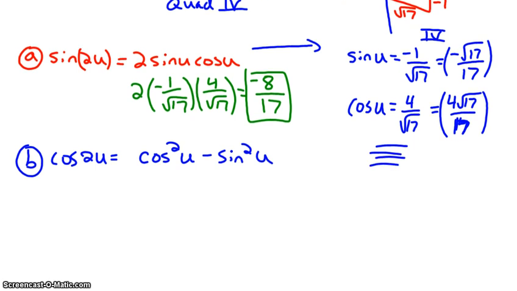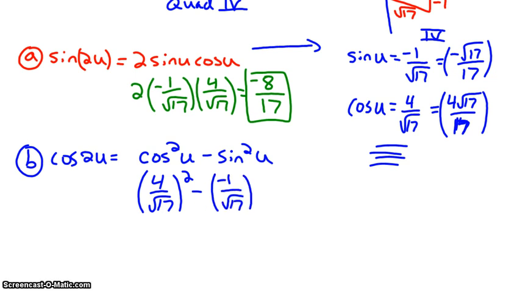So what I have then is 4 over square root 17, squared, minus negative 1 over radical 17, squared. Now what that gets me for values is 16 over 17, subtract from it 1 over 17. So my final result for this problem is 15 over 17.